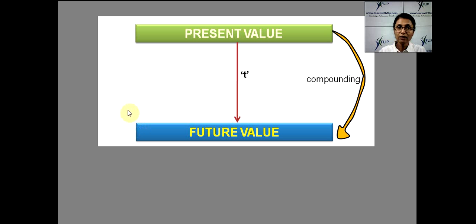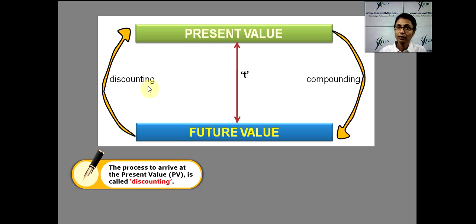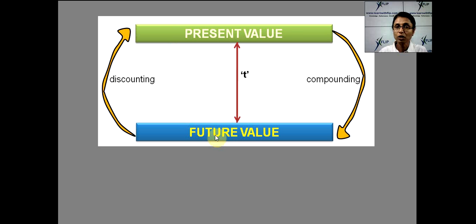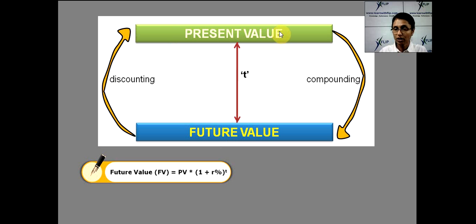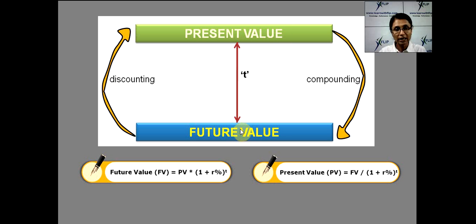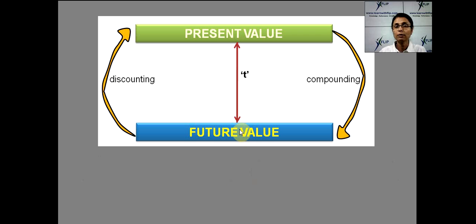in order to arrive at the present value, that is today's value, by the same time period t, the process is called discounting, because we strip the future value of its earnings, or we discount it to arrive at the present value. Now we know the formula for future value, which is PV, present value, into 1 plus R raised to t. Similarly, present value, you just divide the future value by that factor, 1 plus R raised to t. The same rule, that R and t must be in the same units, holds.